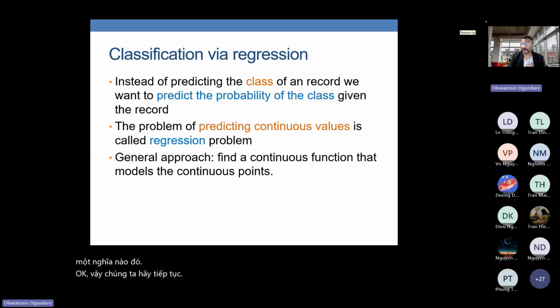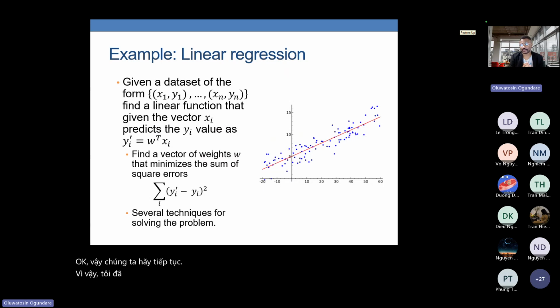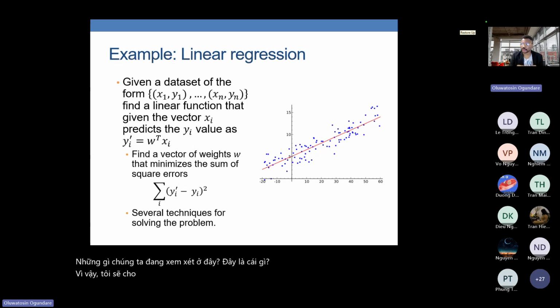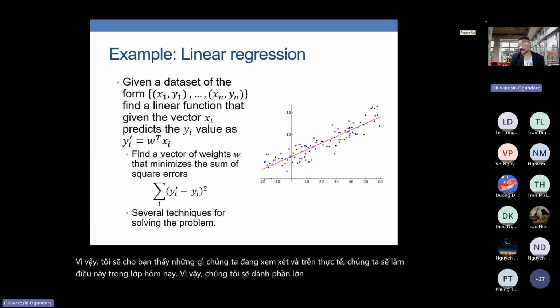So we've kind of already discussed this example. So let's look at linear regression. Can anyone tell me precisely what we're looking at here? What is this? Okay, no one. So I would show you what we're looking at, and in fact, we're going to do this in class today. So we would spend most of the time today on this slide, right?